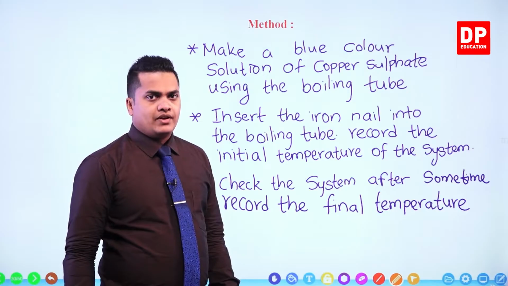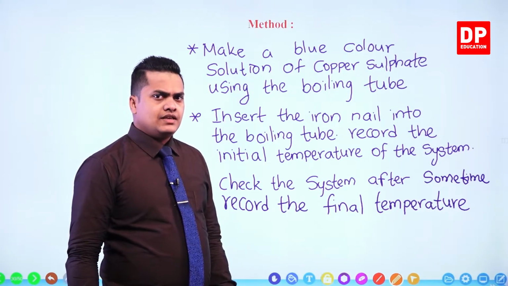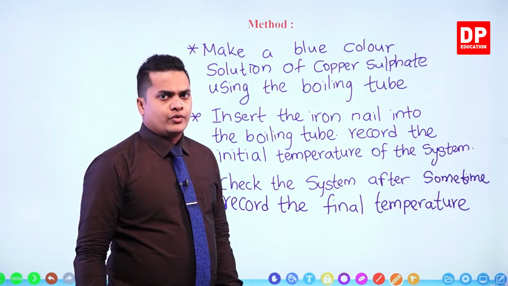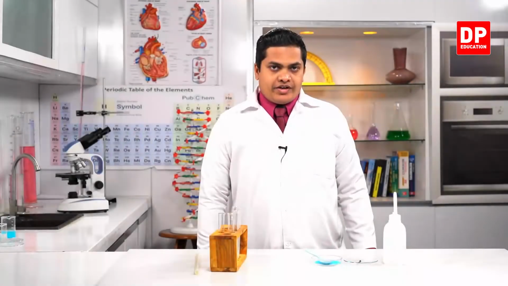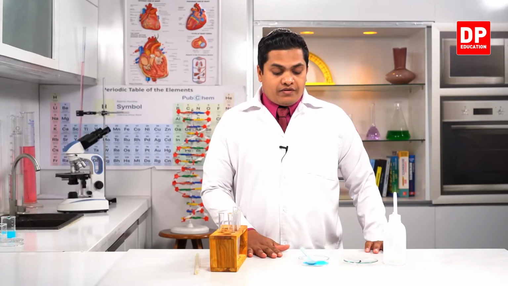So we'll head on to the lab and conduct the activity, and let's see what's going to happen when you insert an iron nail into a copper sulfate solution. Right, my dear children, now let's conduct this activity where we are going to use copper sulfate. We're going to make a solution of copper sulfate, and I'm going to add a piece of iron nail in here, to see whether there is a chemical change or not.